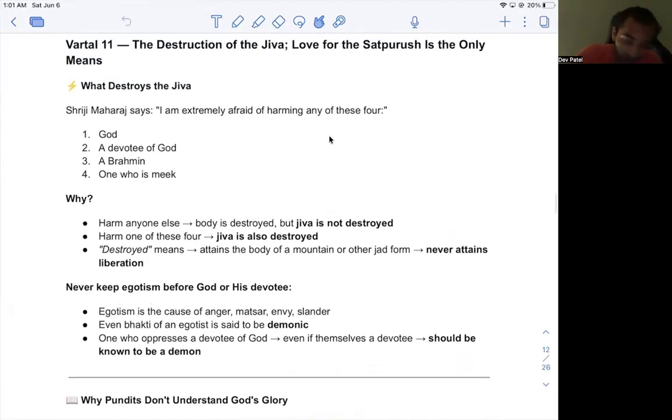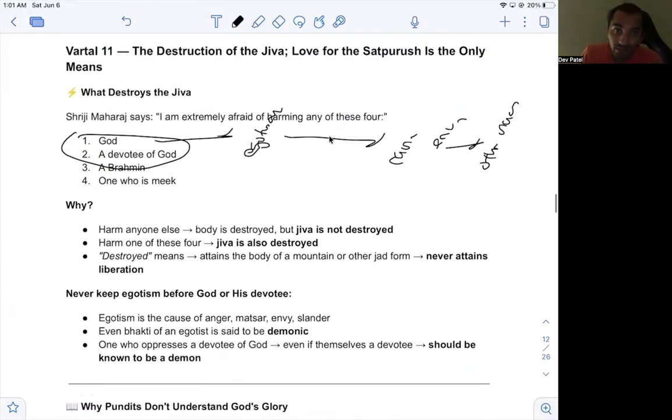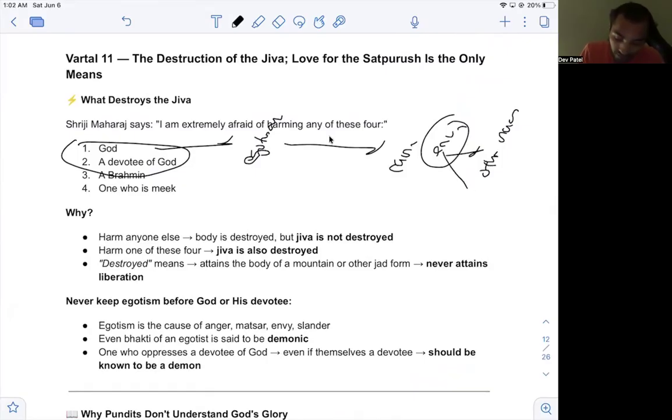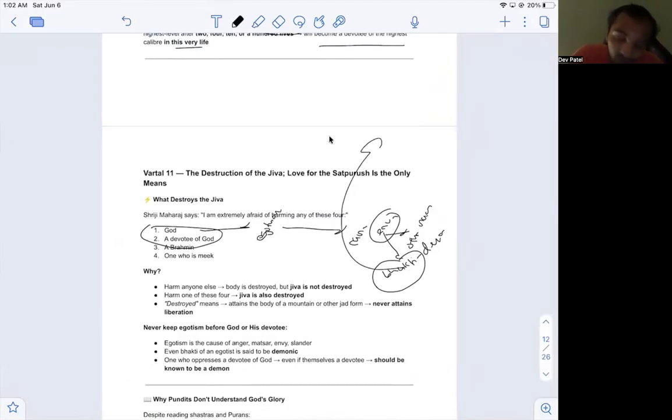These are the two. Shouldn't keep egotism before God and his devotee. Now, why? Because egotism is the cause of anger, matsar, envy, slander, of all the other vicious natures. And so then it goes into egotism. Now even the bhakti of an egotist can be demonic. So even though bhakti, relating this to the previous, was the sole attribute to cultivate all the other three attributes of ekantic dharma, even the bhakti of an egotist can be demonic.